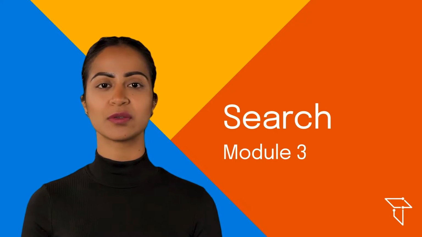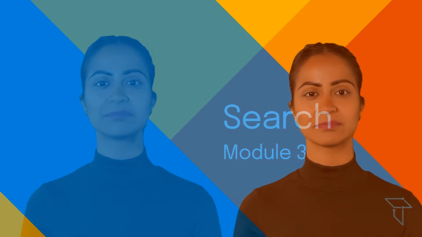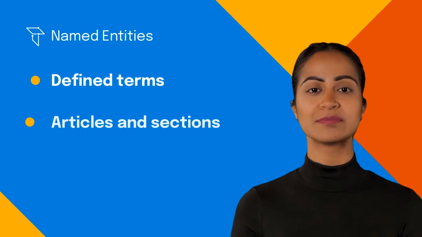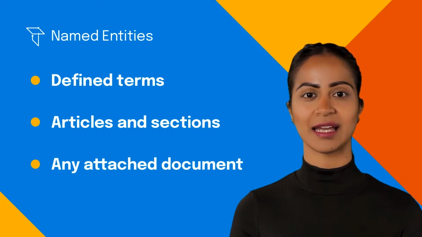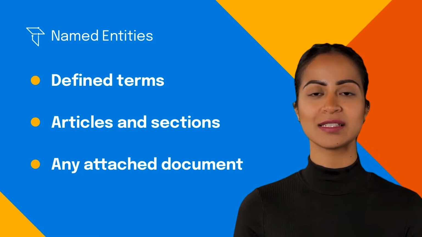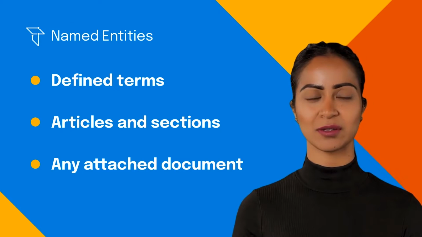Hello there. We are going to learn how to search with TermLynx. With TermLynx, you can search for any named entity defined within your agreement. These include defined terms, articles and sections, or any other attached documents like schedules and exhibits. Let's open the attached document and search with TermLynx.